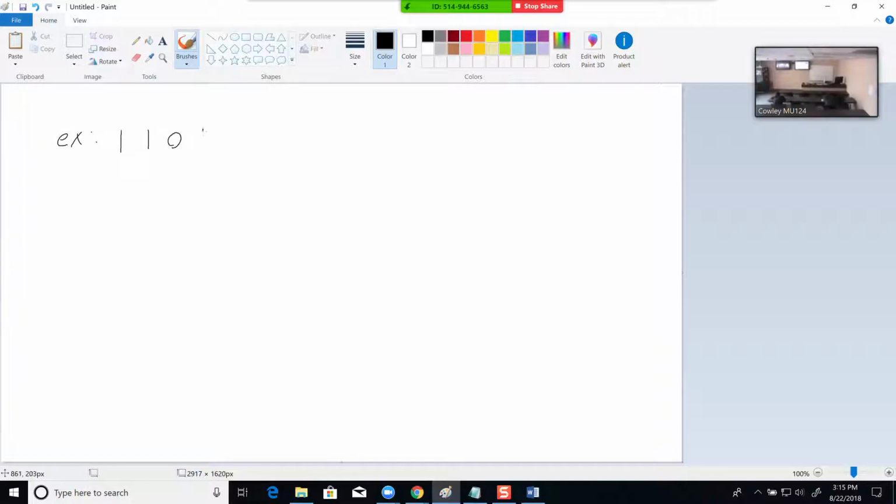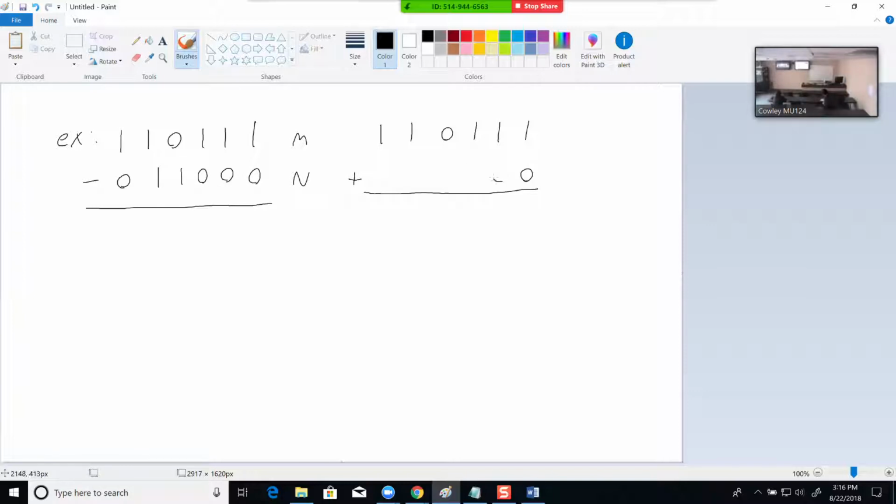1, 1, 0, 1, 1, 1. Got 6 digits, and we're subtracting 0, 1, 1, 0, 0, 0. Let's try that. This is M. This is N. M stays as is. So 1, 1, 0, 1, 1, 1. I'm changing this to plus. What do I do with these zeros here? We leave them, exactly. Any zeros coming from the right side stay as is. Here's my first digit that's not 0. It's 1, and I told you 1 stays as 1. And what do I do with the rest of the digits? We flip them. So this goes to 0, this goes to 1.